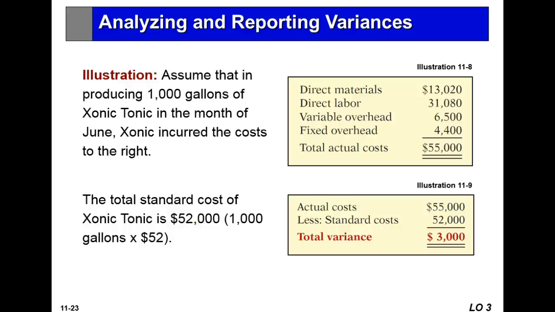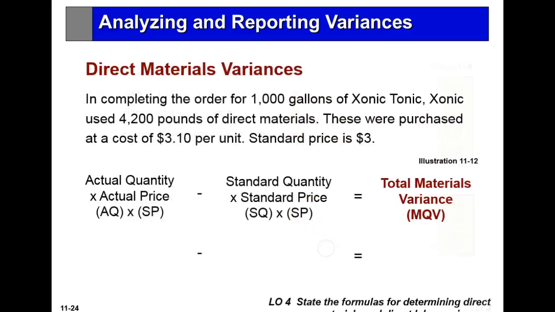Let's look here. Assume that in producing 1,000 gallons of exonic tonic in the month of June, Exonic incurred the costs to the right, $55,000. The total standard cost of Exonic is $52,000. So look at our variance, guys. We have an unfavorable variance of $3,000. That says our actual costs are greater than our standard costs.